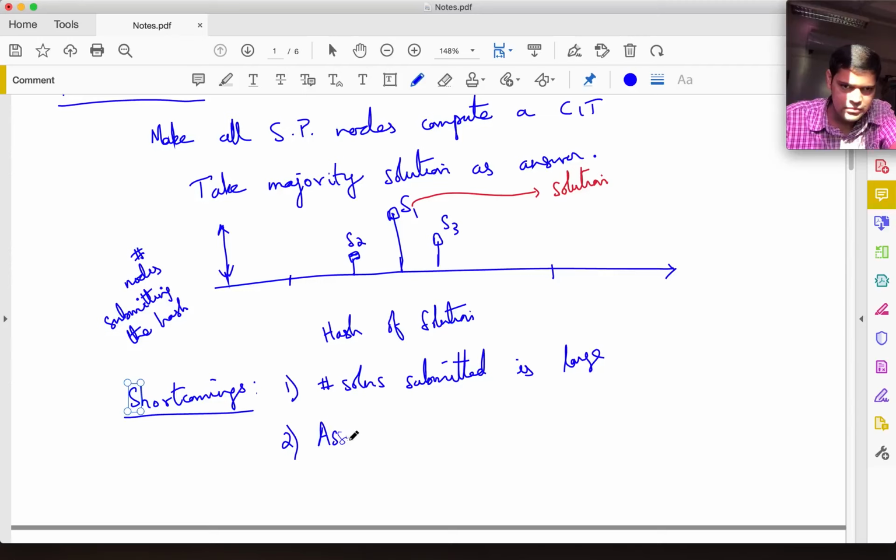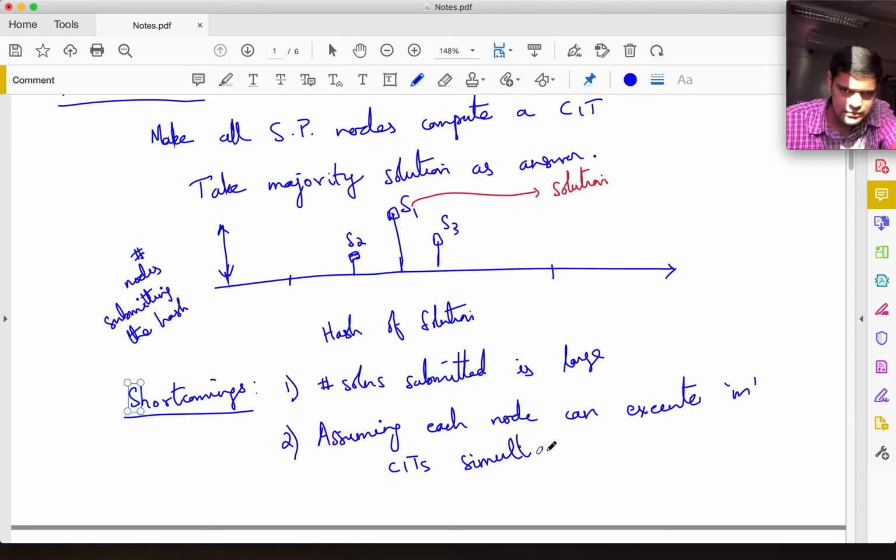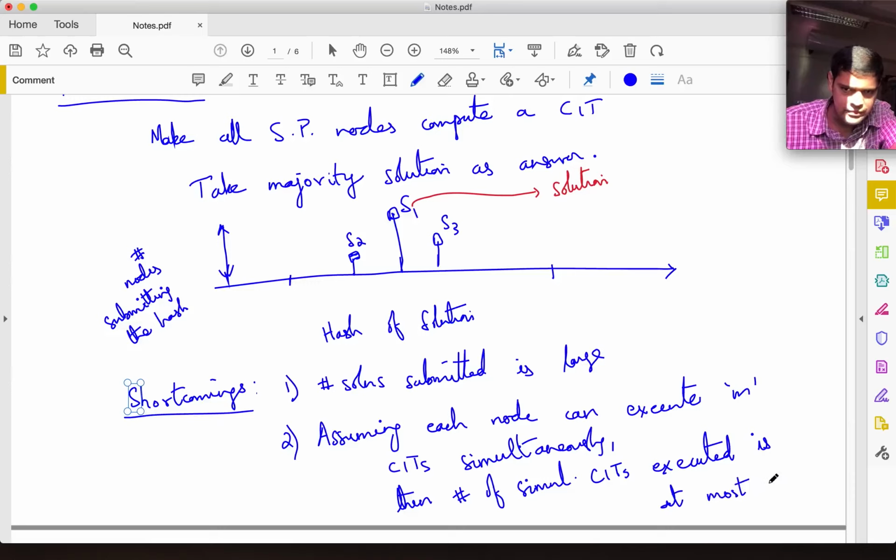And assuming that each stake pool node can run once, or a limited number of CITs at one time, let's say assuming each node can execute m CITs simultaneously, the number of simultaneous CITs which can be executed is at most m. Right? Since everybody is running all CITs, we have at most m CITs running. So this solution is naive, and obviously this solution is not getting us a research paper, right?